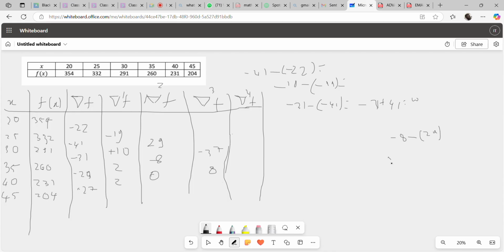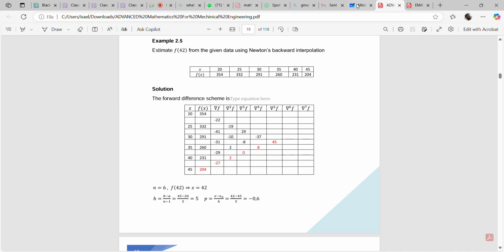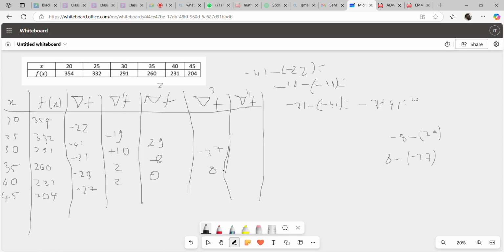Now we have 8 minus the formula minus 37. What do you get here? What's the answer? You get 45. So that's the thing. When you do the backward, you go from up to the last one. Remember, when we did the forward, we went like this. Backward, we go like this. That's the first difference.